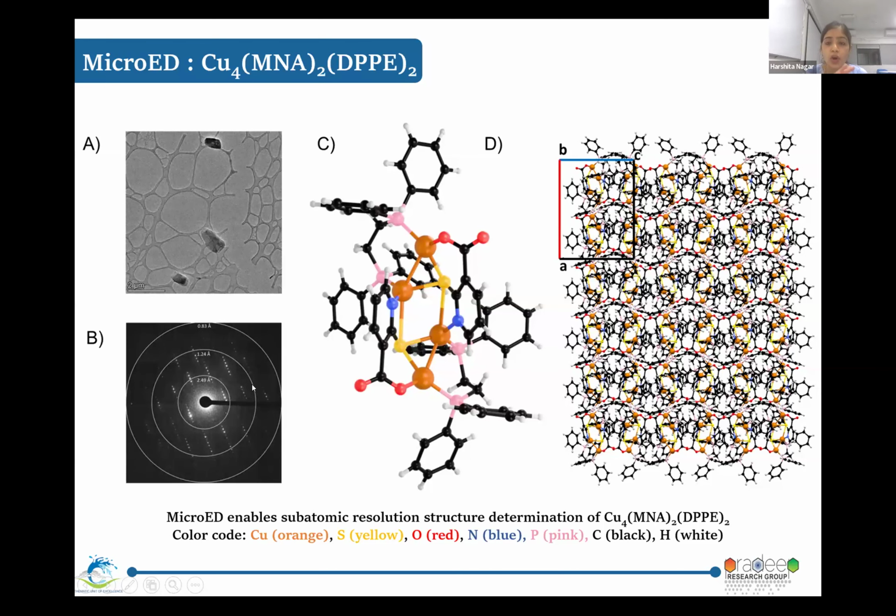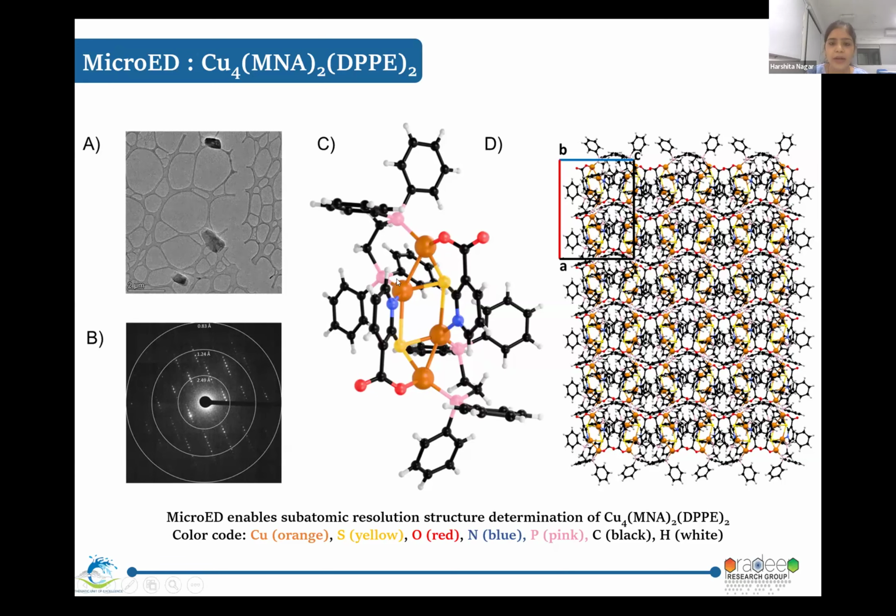These were present in DMF, so we just pipetted it and drop-cast it onto the TEM grid. These are the TEM images of those microcrystals. And as I've mentioned, this is continuous rotation electron diffraction. That means the sample is kept on the stage and the stage is rotating, and we collect multiple diffraction data. Here we used angles from minus 50 degrees to plus 50 degrees, with 1 degree tilt per image. This is the initial diffraction frame which we got for this cluster, and we were able to get a resolution of around 0.8 angstrom.